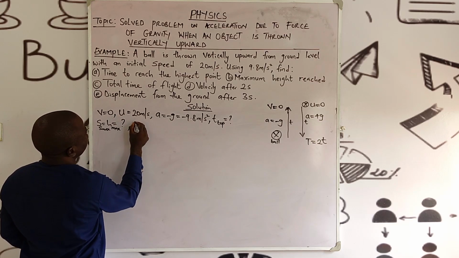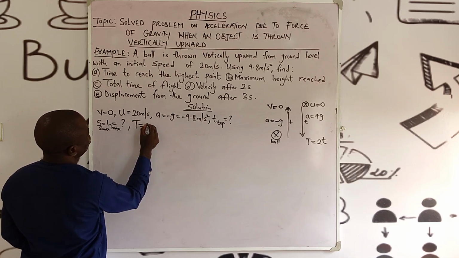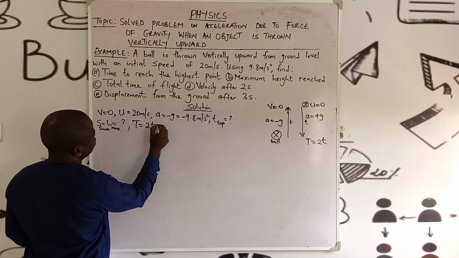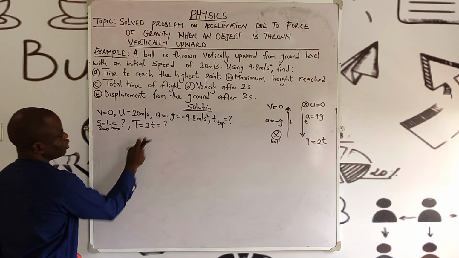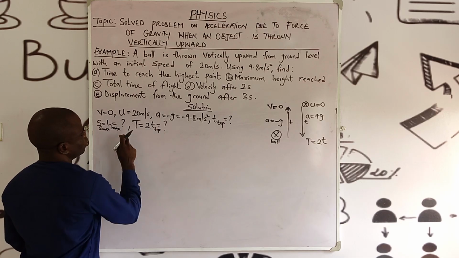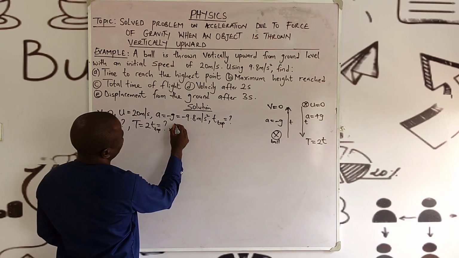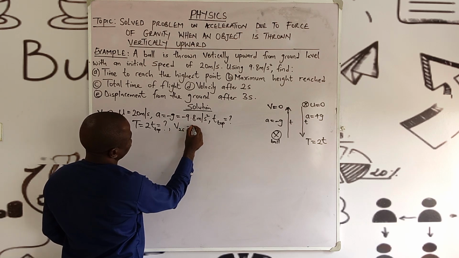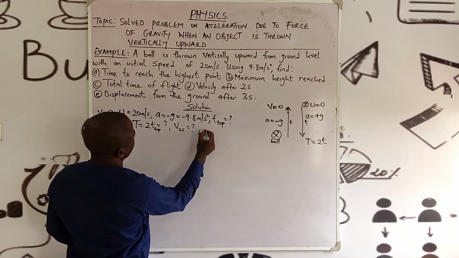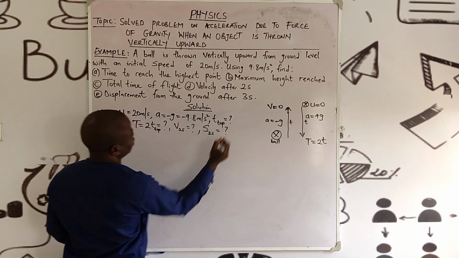Time of flight, total time of flight, t equals 2t, that is question mark. When you get the t top, you multiply it by 2, you get the total time of flight. You have velocity at 2 seconds, I'm looking for that. Displacement s at 3 seconds.